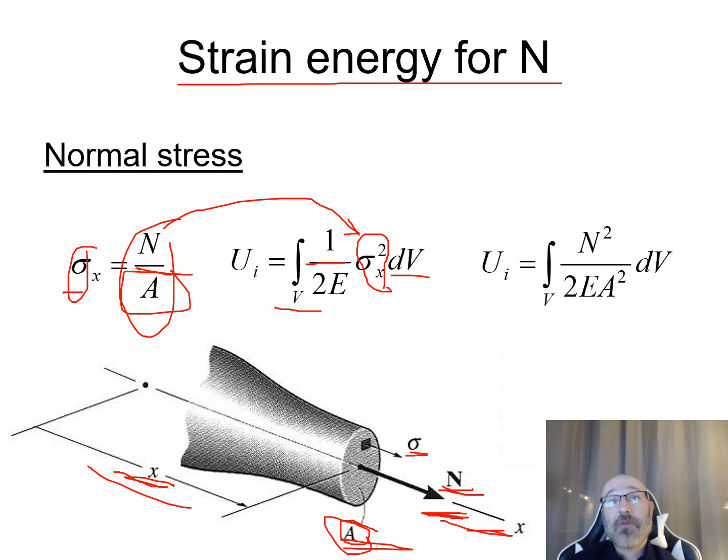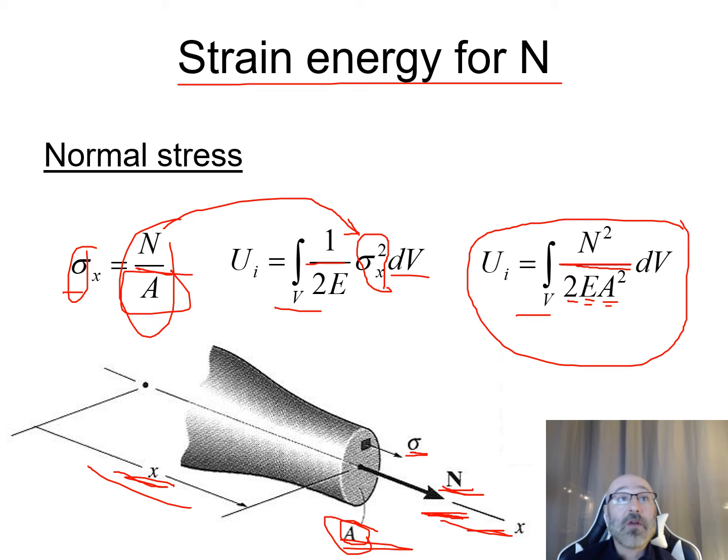And now what we have for our strain energy is U equal to the integral, when we plug that in, of N squared all over 2EA squared. So this is just our normal load, there's our modulus of elasticity, and there's our cross-sectional area when we take that integral. So this is how we get the strain energy for a normal stress for our axial load N.